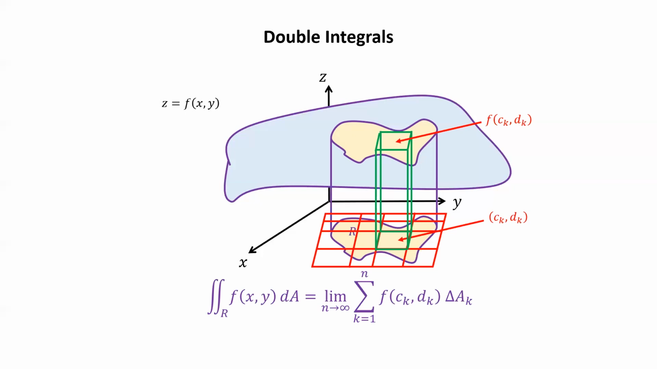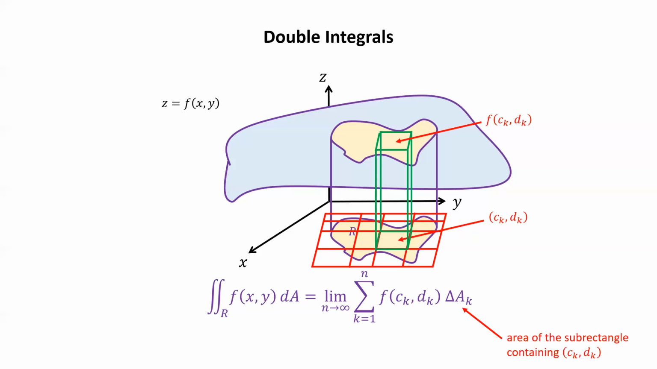Finally, we add up the volumes of each of those rectangular solids. So f of ck dk is the height of one of those solids, and delta ak is the area of the subrectangle containing ck dk. We add all those up, so we have the sum as k goes from 1 to n of f of ck dk delta ak.